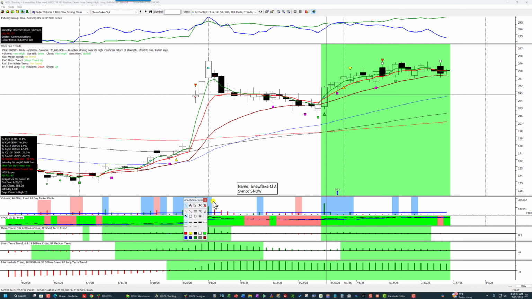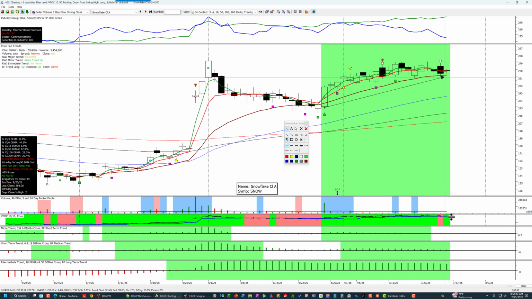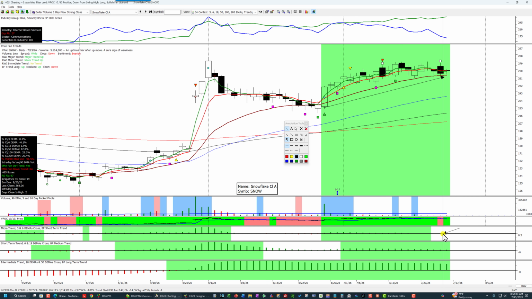Here is where the impulse move begins. And now we're getting a little reaction here. How do I know? Because I look down here and I see that this short-term trend has gone from positive to negative. So it's setting up. I really don't see a buy signal yet.